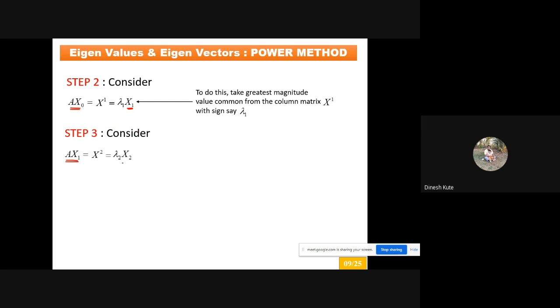Again take the largest magnitude eigenvalue common, and in the bracket you will get some x2. And so this is the second iteration for the largest eigenvalue, and the second iteration for the largest eigenvector, and continue this process.